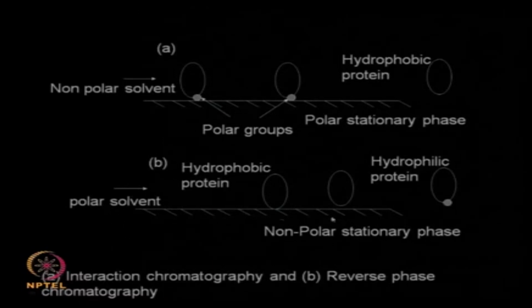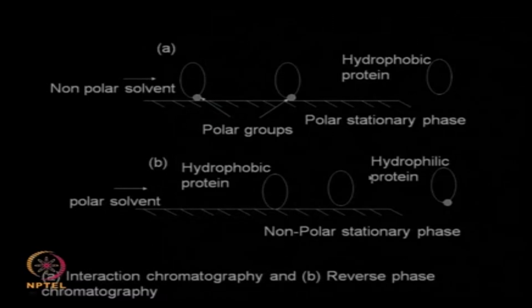Whereas if you have a non-polar stationary phase, like a hydrophobic stationary phase, and you use a polar solvent, what will happen? Hydrophobic proteins will interact more with the non-polar stationary phase, whereas hydrophilic proteins will not interact and will come out first. The hydrophobic proteins will be retarded, slowed down, and will come out slowly later. So in normal phase chromatography, where you have a polar surface and a non-polar solvent, the hydrophobic proteins will come out first, and the polar groups and polar proteins will come out later.